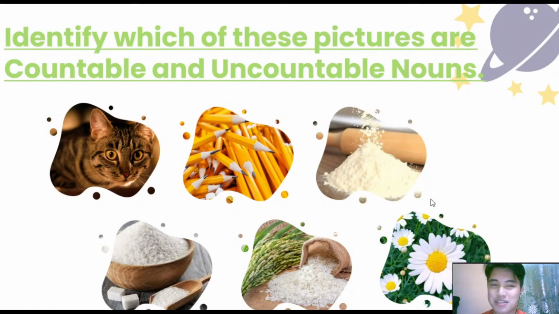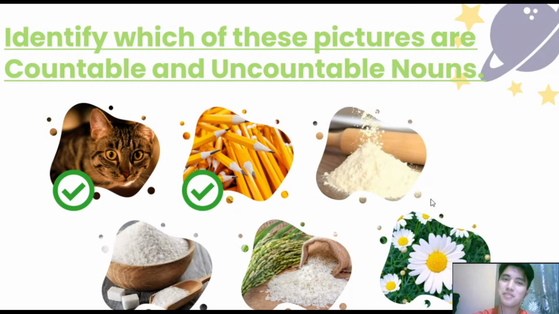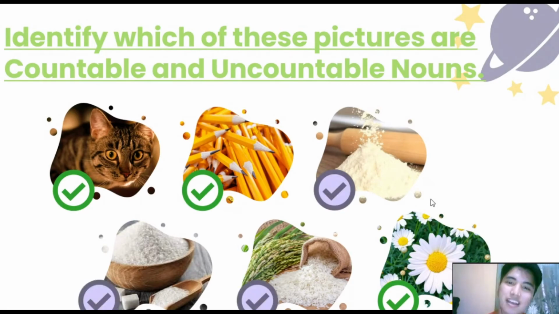Okay, let's see if Gian's answer is correct. He said that the countable nouns are the cat, the pencil, and the flowers, and the rest are uncountable nouns. Let's see. One, two, and Gian is correct. And of course, the flour, the sugar, and the grains of rice are uncountable nouns. Thank you very much, Gian.